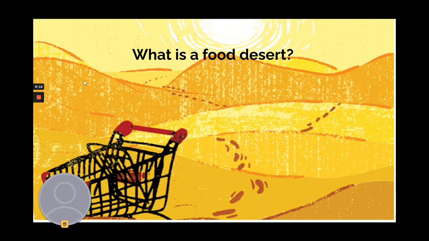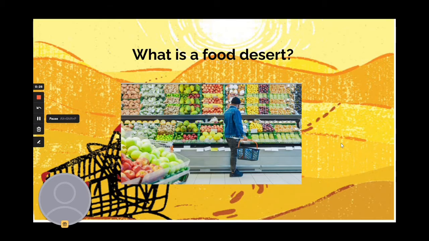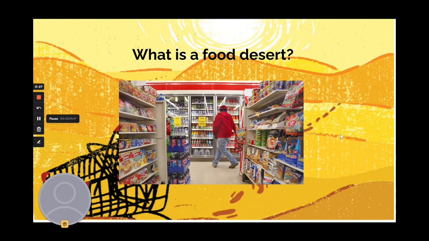So what is a food desert? The USDA defines a food desert as areas in the US where people have limited access to a variety of healthy and affordable food. Some characteristics of food deserts are limited access to transportation, low income communities, and a lack of grocery stores that have readily available healthy options.